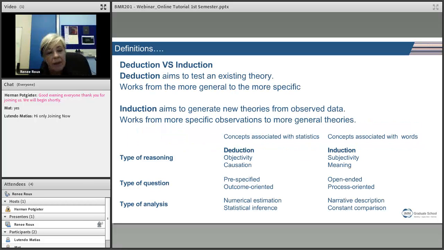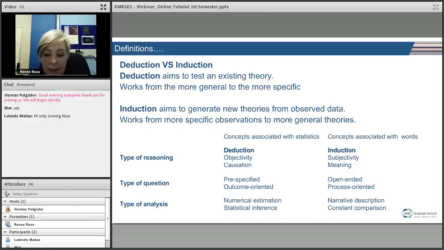Okay. There are more definitions, and definitions are actually very, very important. Especially towards the end of the semester, when you start preparing for your exams, make sure that you understand the definitions. One of the definitions that we really have to understand is the difference between deduction and induction. Deduction aims to test an existing theory, where induction aims to generate new theories. I think the best is to try and find a practical example.